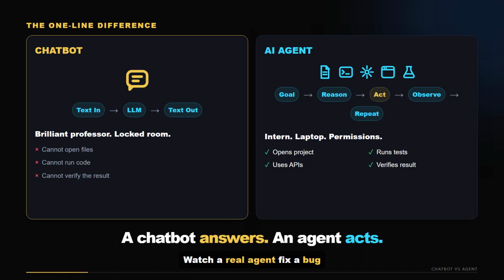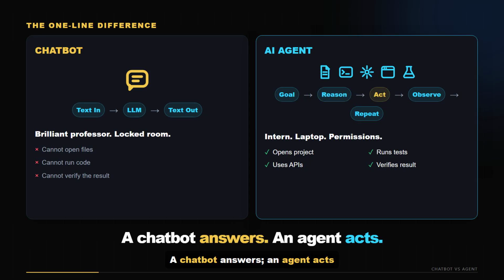When you type into a plain LLM chat, it's text in, text out. The model can't touch anything. It can't open your files, can't run your code, can't check if what it told you is even true. It's like a brilliant professor locked in a room with no computer. Incredible answers, zero actions.